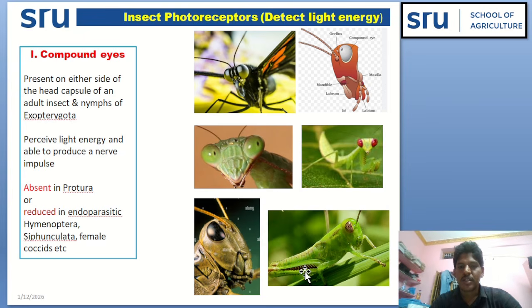Compound eyes are present on either side of the head capsule of an adult insect and a nymph of Exopterygota. They perceive light energy and are able to produce a nerve impulse. These compound eyes are absent in Protura and reduced in endoparasitic Hymenoptera, Siphunculata and female coccid insects.